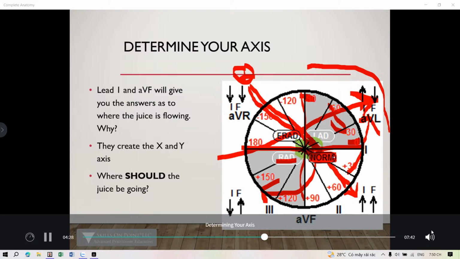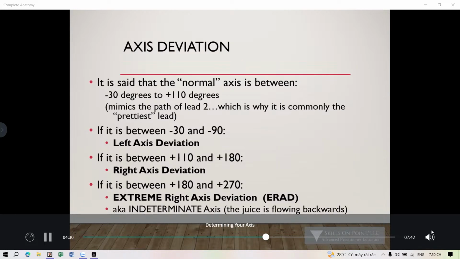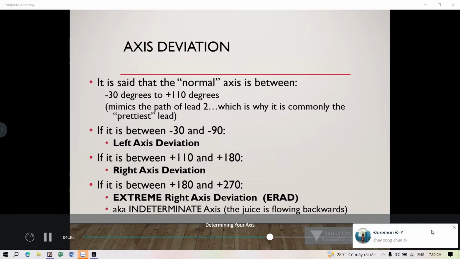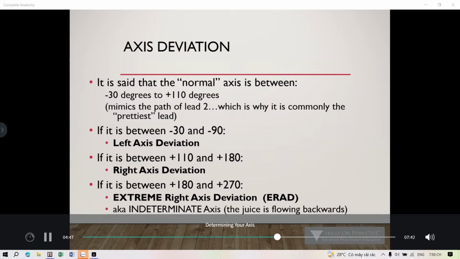You have some normal and abnormal things here to consider. Normal axis should be between that 0 to 90, so that 3 o'clock to the 6 o'clock position on the circle I just showed you, and you have a little bit of leeway in addition to that 3 o'clock. It's maybe more like 2 o'clock, and then down to, instead of 6 o'clock, more like 7 o'clock. So you have a window that's a little bit larger than 90 degrees.